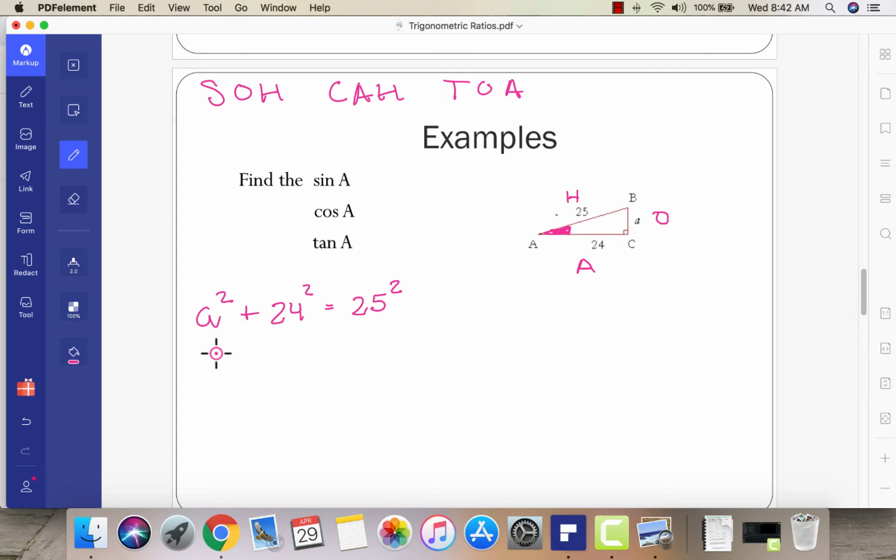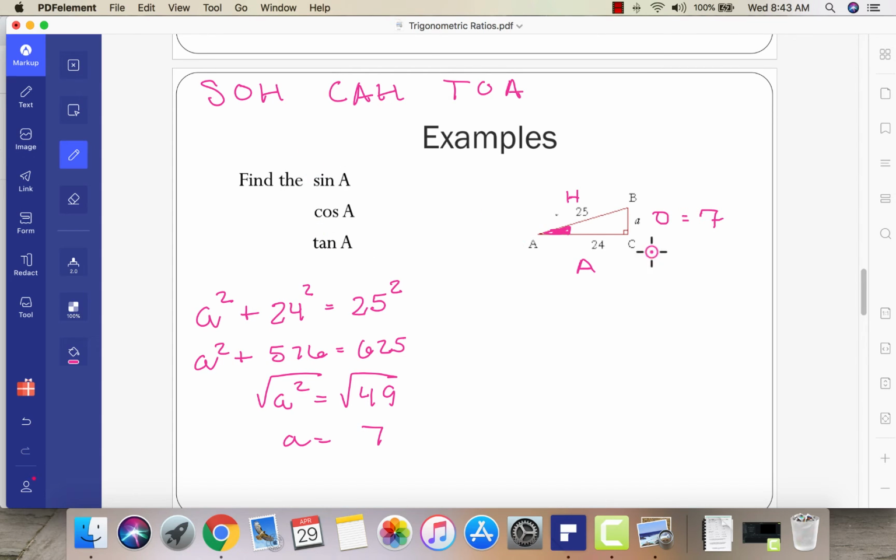Then I'm going to find the missing side length. So we're still going to have A squared plus 24 squared, which is 576. 25 squared is 625. If I subtract 576 from both sides, I get A squared equals 49. And then if I square root both sides to get rid of the square, I'm going to get A equals 7. So this missing side here is going to be 7. So my opposite side will be 7.